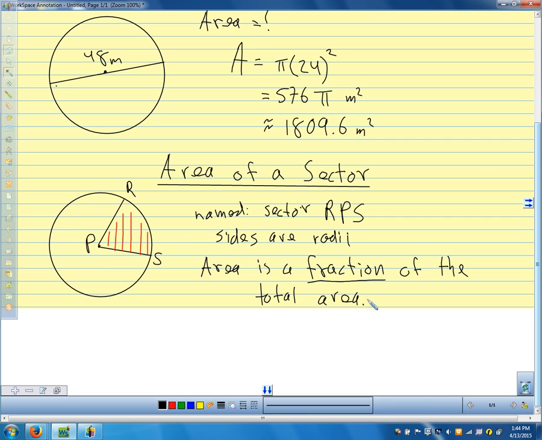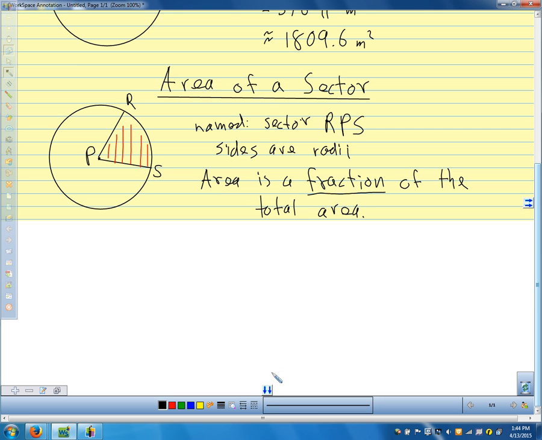And motivated by what we did on our opener when we found the arc length, how do you think we're going to find that fraction of the circle that this sector takes up? Any ideas? So on our opener, how did we figure out the fraction of the circle that the arc took up? Divide what by 360? The angle, right? We divided the angle by 360.